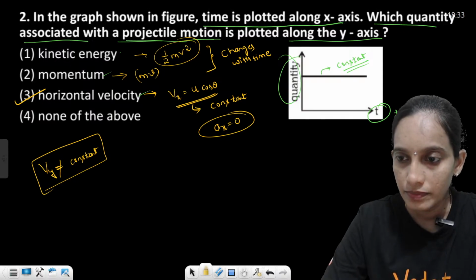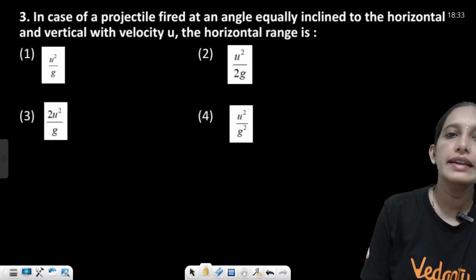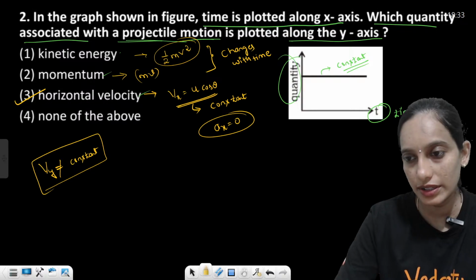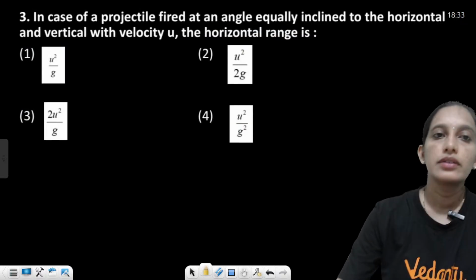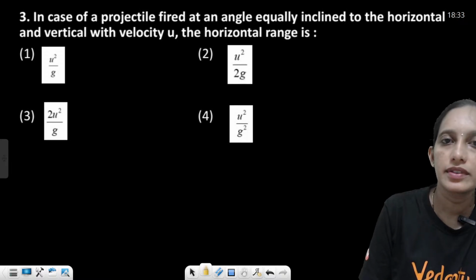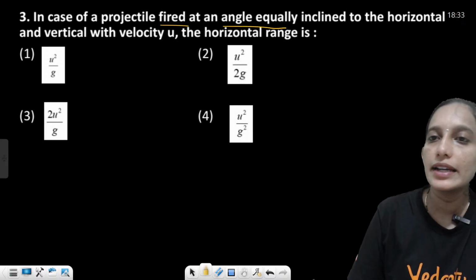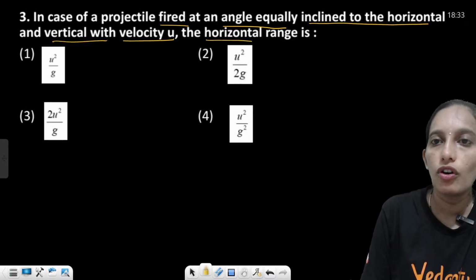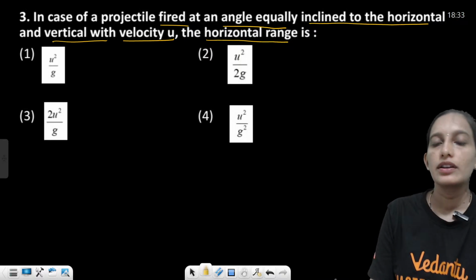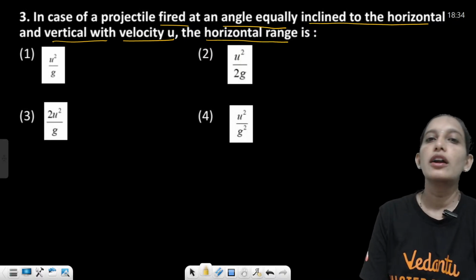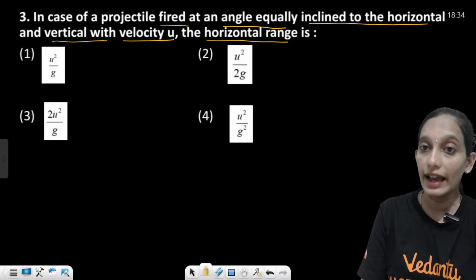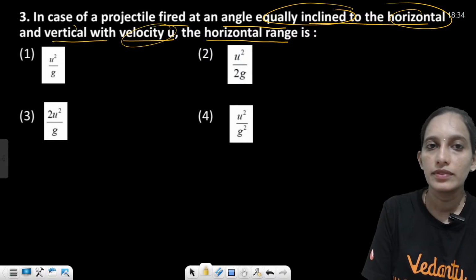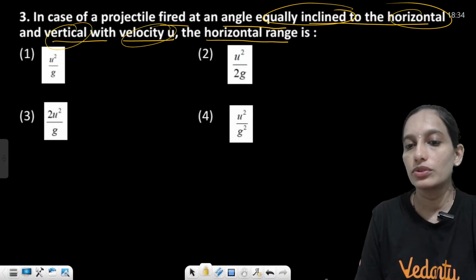3 na? Yes, option 3 is the correct answer. In case of a projectile fired at an angle equally inclined to the horizontal and vertical with velocity u, the horizontal range is. Okay, so we are projecting a projectile at an angle which is equally inclined to horizontal and vertical direction antide. Correct? So hangidre range enu anta kelidare.